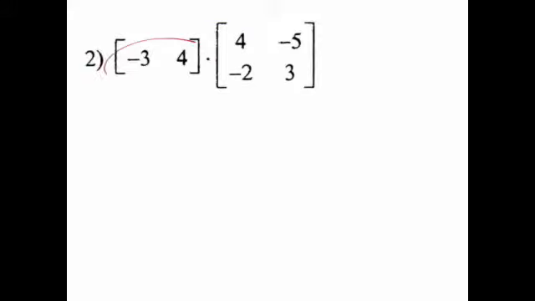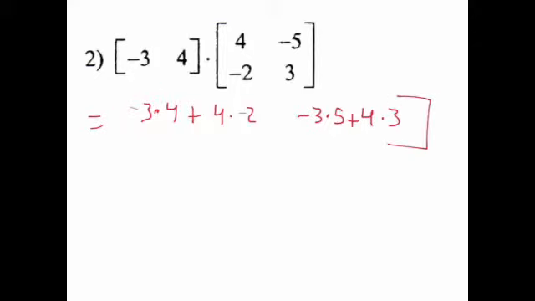Moving on to the next one, you take each row and times it by each column and add the products. So when I do that, I'm going to get negative 3 times 4 plus 4 times negative 2. And that's just going to be the first entry. And then you do my row times the column. And that's going to give me negative 3 times the 5 and 4 times the 3 when you add them together. And that's the only row this is, because this one only has one row.